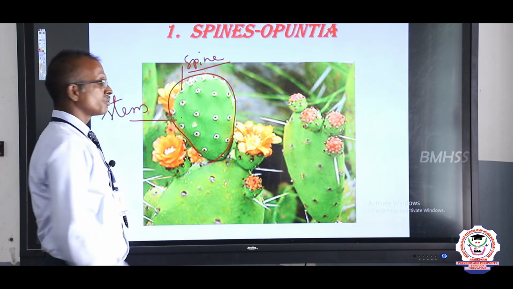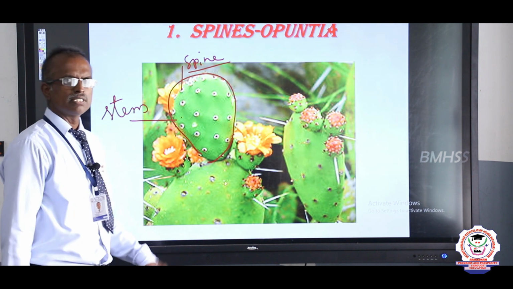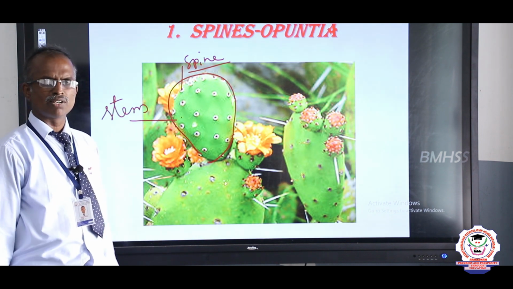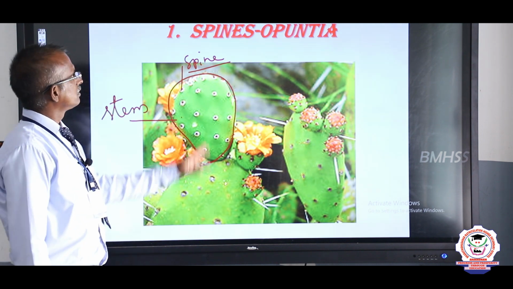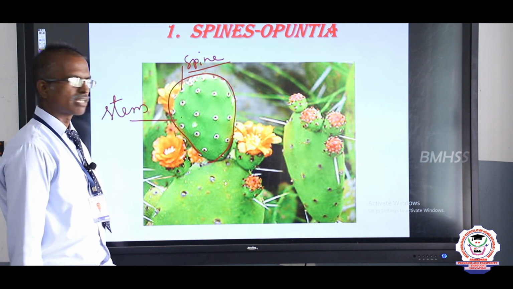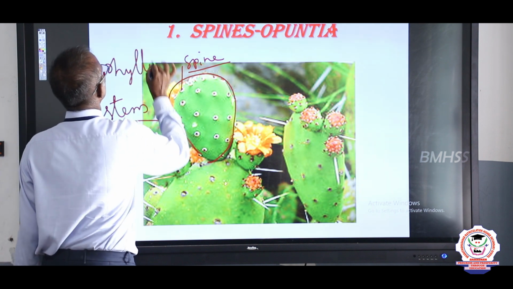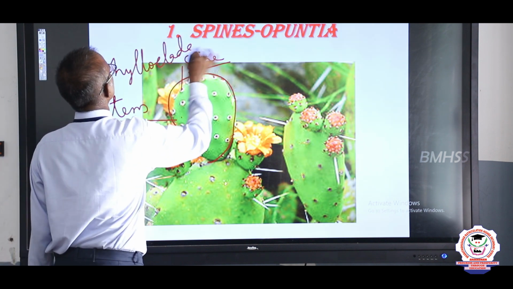The stem does the photosynthesis function. This is what we call a phylloclade. The leaf function is done by the stem. In the case of Opuntia, we call it a phylloclade.